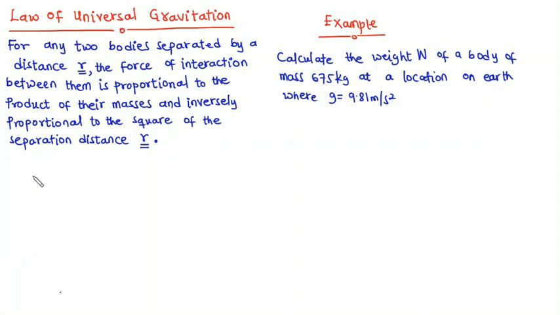Assuming we have two bodies, the first body with mass m1 and the second body with mass m2, and the distance between these two bodies, from the center of one of the bodies to the other, is given as R. Then Newton's law is saying that the force of interaction between these two bodies will be proportional to the product of their masses and inversely proportional to the square of the separation distance r, and we can express this mathematically as F equals G m1 m2 divided by r squared, where F represents the interaction force between the two bodies.